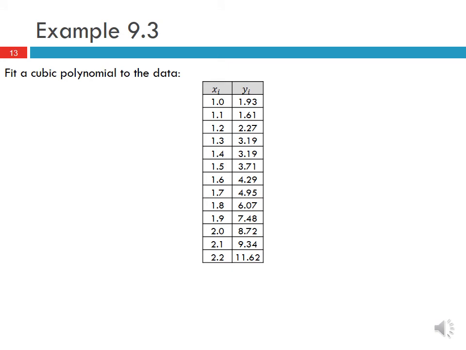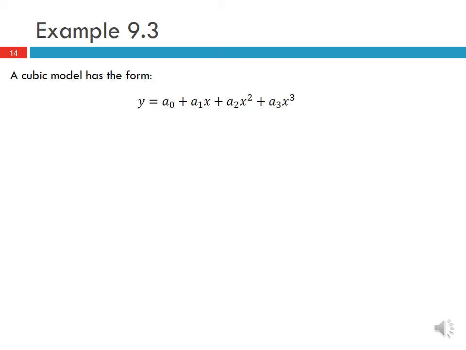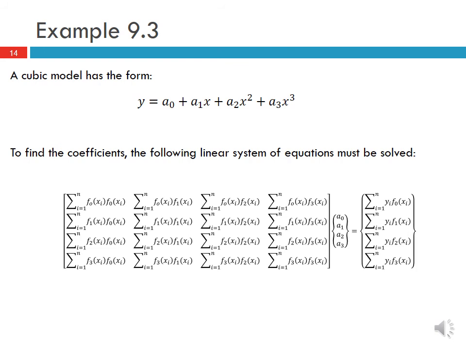So let's look at another example. So we're given some data here, and we want to find a cubic polynomial fit to this data. So a cubic polynomial has the form as shown here, so a0 plus a1x plus a2x squared plus a3x cubed. So to find the coefficients, we can write down our system of equations that must be solved as shown here.